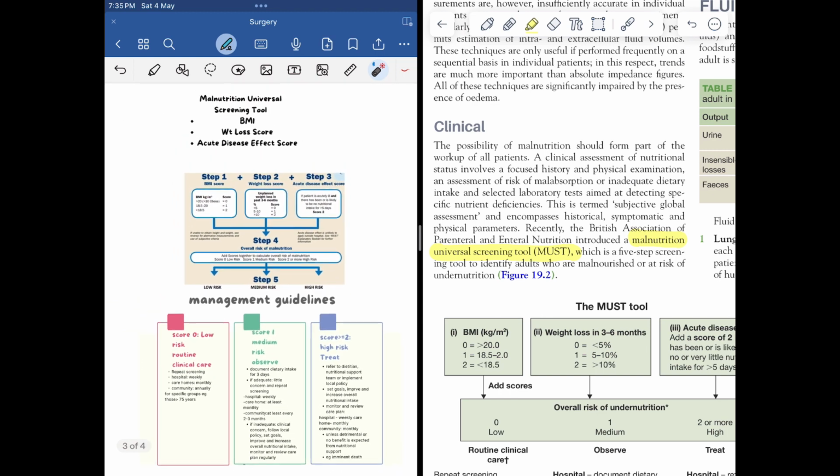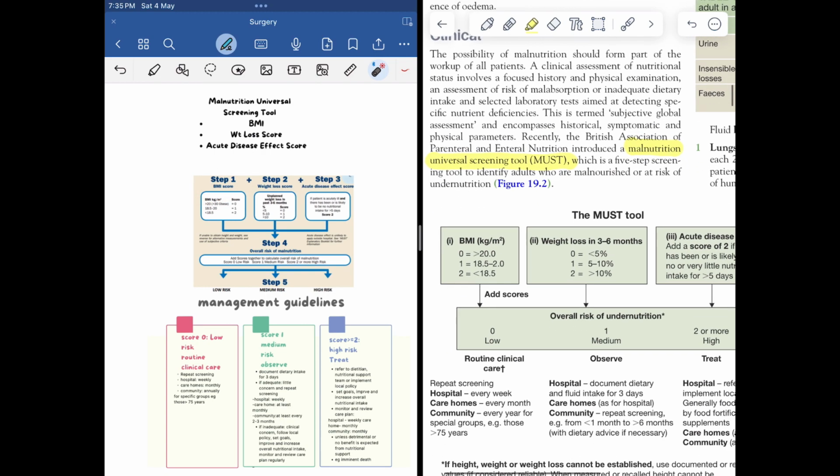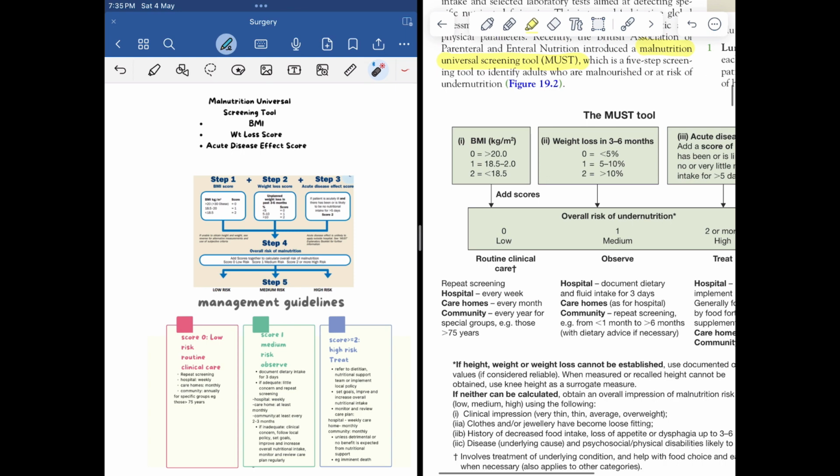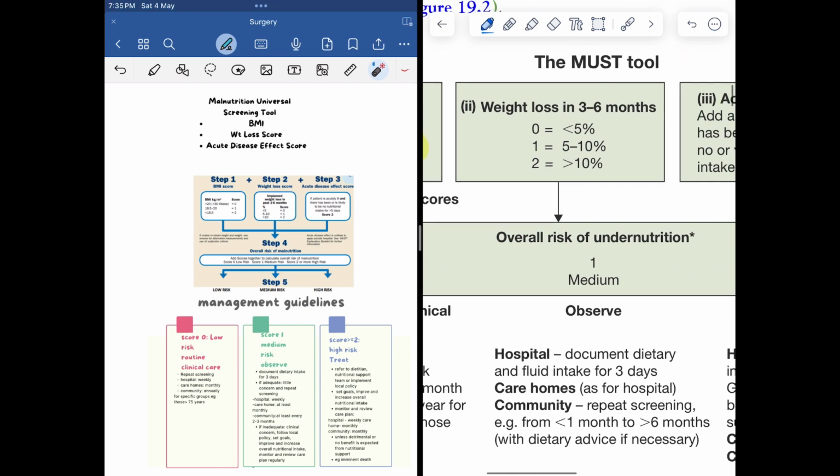So what are the components of this MUST tool? We have the BMI, the body mass index, weight loss score, and acute disease effect score. So step 1 is the BMI score, step 2 is the weight loss, and step 3 is the acute disease effect score. In BMI we have 0, that is more than 20 kilogram per meter square. 1 is 18.5 to 20, so that is 20, not 2.0, that is 20, and 2 will be less than 18.5. So that is how we calculate the BMI score.